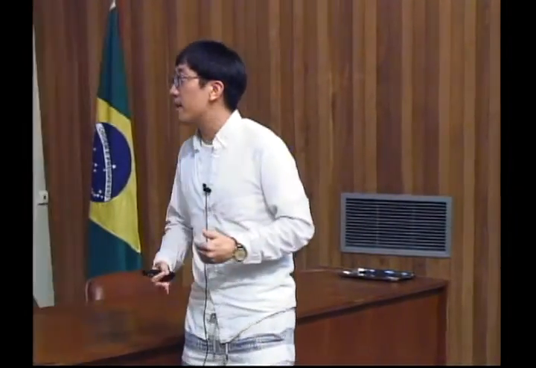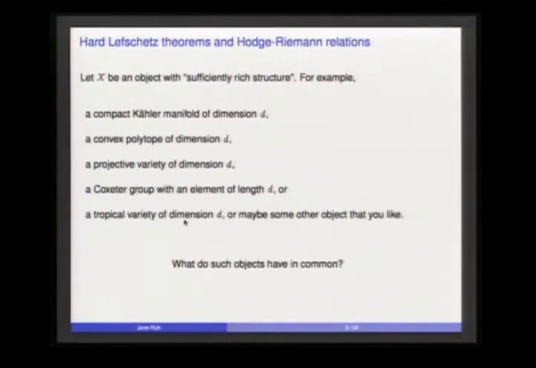And if you're a representation theorist, you may know the fact that when your Coxeter group is coming from a crystallographic root system, then the structure of it has something to do with the geometry of the flag varieties, which is a projective variety. But such a construction is not always possible. And in a sense, most Coxeter groups do not arise in this way. So what do you expect such objects to have in common? And the answer is, of course, the Hard Lefschetz and Hodge-Riemann relations.